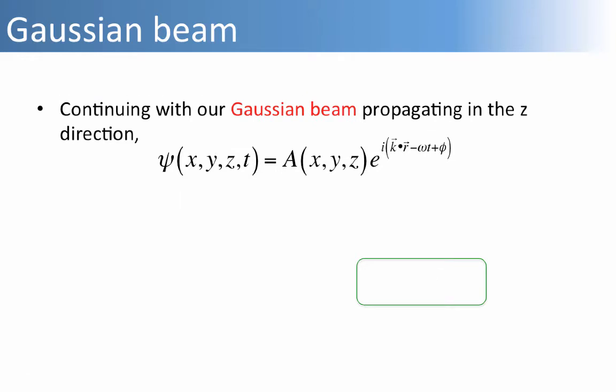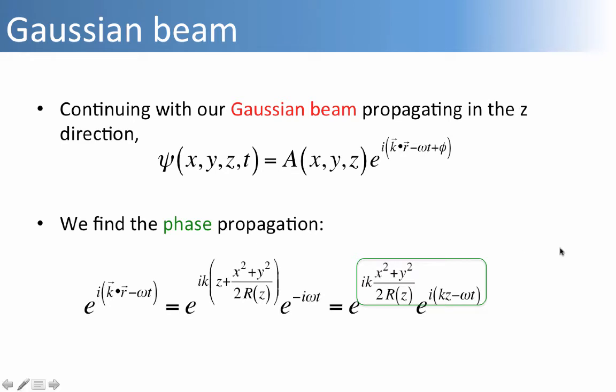Continuing to figure out what those different terms are, we find that the phase term becomes e to the ik, x squared plus y squared over 2R of z, times e to the i(kz minus omega t). You notice here how, just to simplify what we're looking at, we pulled out the kz minus omega t, which tells us that it's a wave traveling in the z direction, and focused on the other parts of the phase just by separating the multiplication.